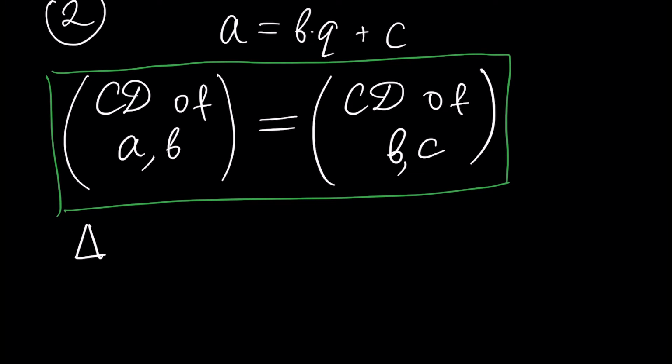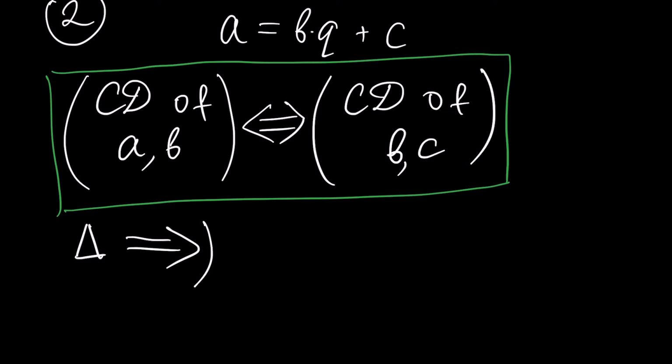To prove this result, this is actually obvious, and we will explain it without writing, just explain it. Assume we have a divisor of numbers A and B. In this case, this divisor is also a divisor of C, and that's why this is a common divisor of B and C. So to one side, every common divisor of A and B is also a common divisor of B and C.